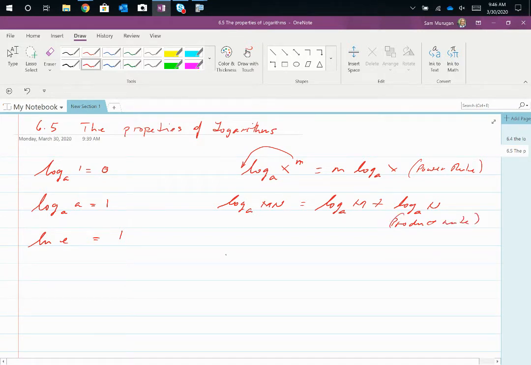Quotient rule says log base a of m over n is log base a of m minus log base a of n, known as the quotient rule.